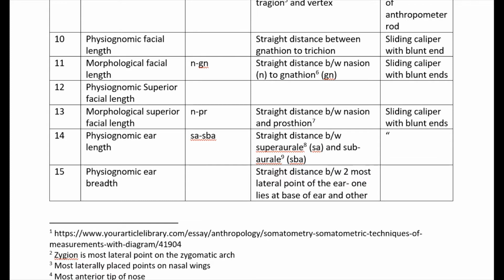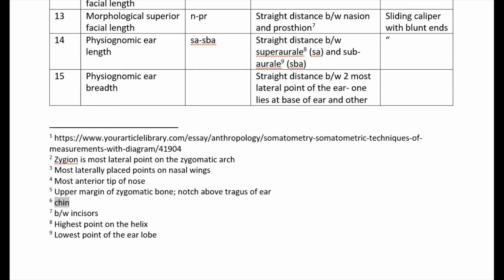Okay, next we'll take up the ear length first. Physiognomic ear length. Now this is a straight distance between superaurale and subaurale. Now we're talking about the length. So superaurale basically is the highest point on the helix. Helix, as in the outer lining of your external ear, the highest point of that is called the helix, whereas subaurale is the lowest point on the ear lobe.